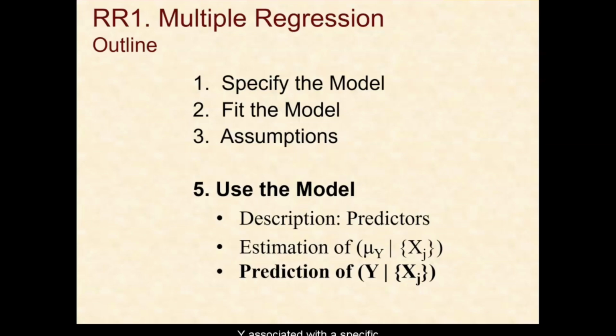For example, an estimation task might involve estimating the mean household price for all houses that have a house size of 2,000 square feet. A prediction task might involve predicting the household price for a single particular house of size 2,000 square feet.